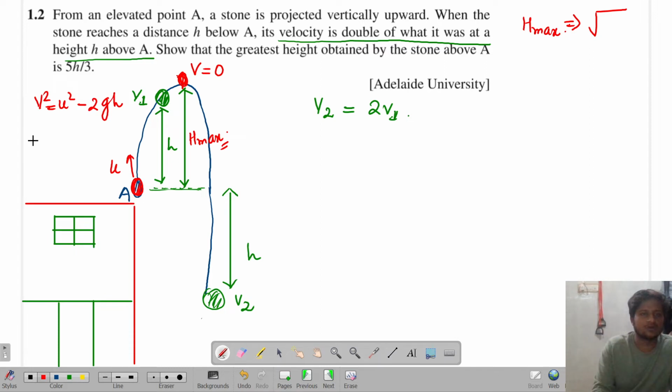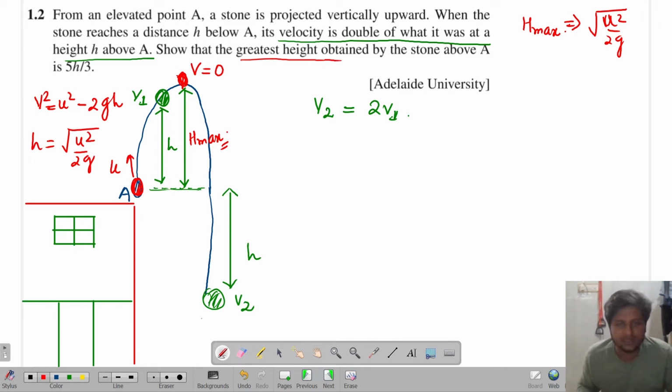Final velocity will be 0 and height will be nothing but u square upon 2g. Got it or not? So I can apply the h max formula, that is u square upon 2g. First you need to understand what is being asked in the question. It is asking for the greatest height. Now relate the greatest height to the unknown variable over here.